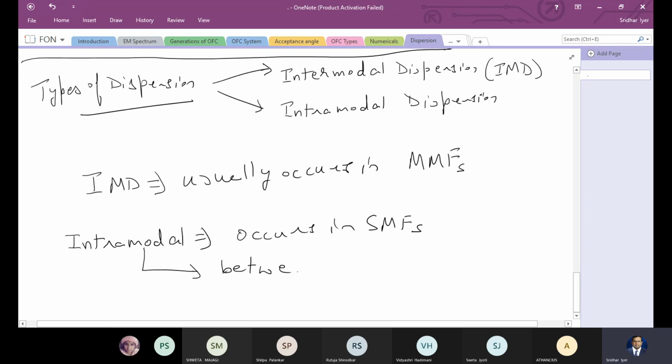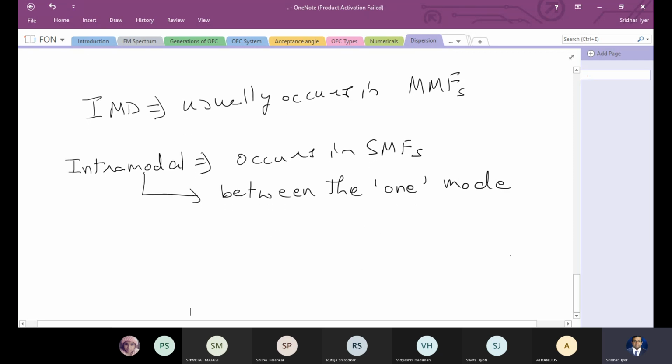Between the one mode. So single mode fiber is going to have only one mode, and between that one mode you have some kind of dispersion. Right? This intramodal dispersion can be split into 2 types of dispersions. One is known as material dispersion, and the other is known as waveguide dispersion.